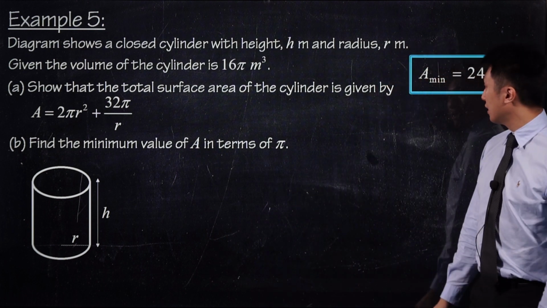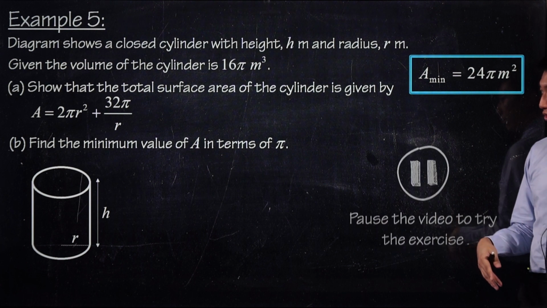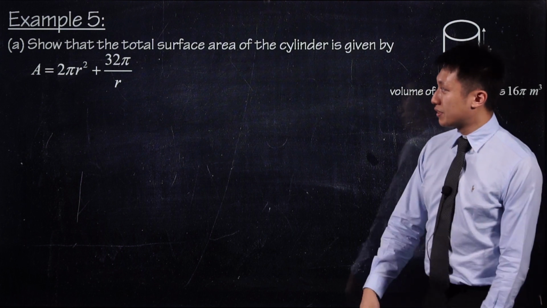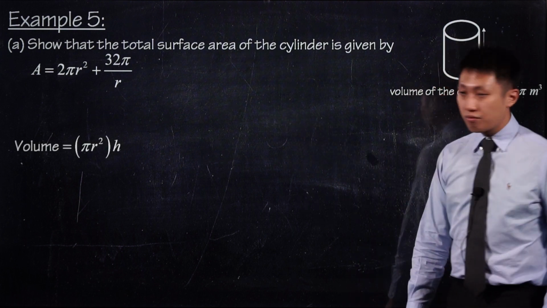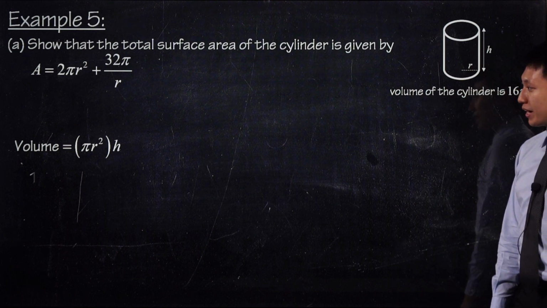So is that one? Okay. So it's given here, the answer. If you want to try, you can try it. If not, you just move on to the answers. Okay. Right. So first of all, show the total surface area is this. So first of all, volume is given by what? Volume is given by pi r square h.